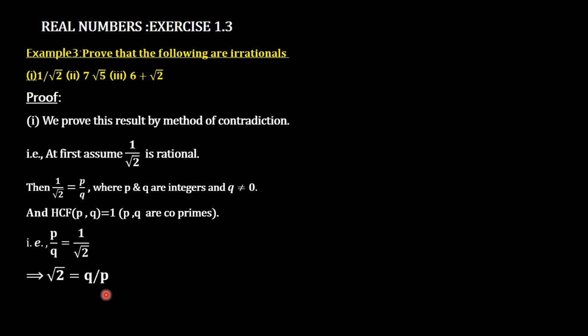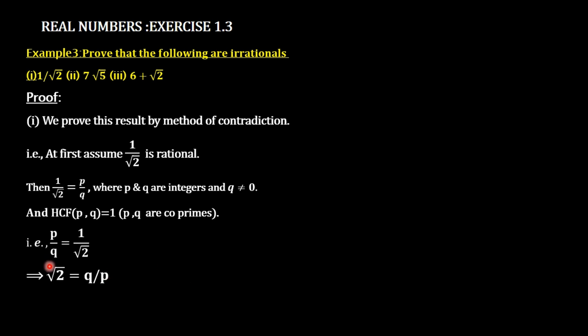Q is an integer, P is an integer. But there is a problem: P not equal to 0 is not confirmed here. Can P be equal to 0? No. Why? If P equals 0, this whole term equals 0, then 1 by root 2 equals 0, which is not possible. So P cannot be 0 here. So root 2 equals Q by P, where P is not equal to 0.